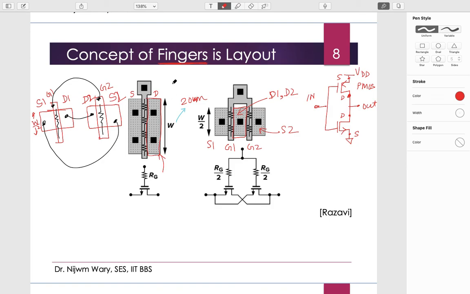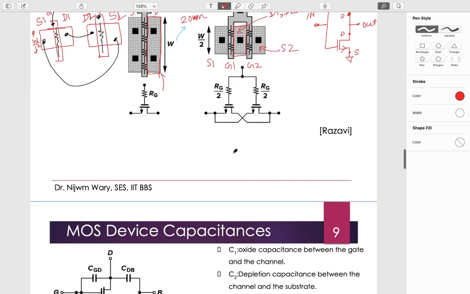That's why when we go for this kind of fingers, because the drain is getting shared, the overall area of the drain is reducing, because of which the parasitic capacitance associated with the drain reduces. Basically the drain to bulk capacitance reduces, and the speed improves in this case. When we discuss the parasitic capacitance again, I'll come back to this point, and then things will be very clear.